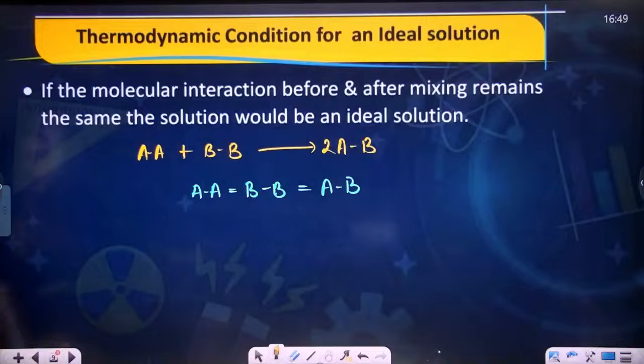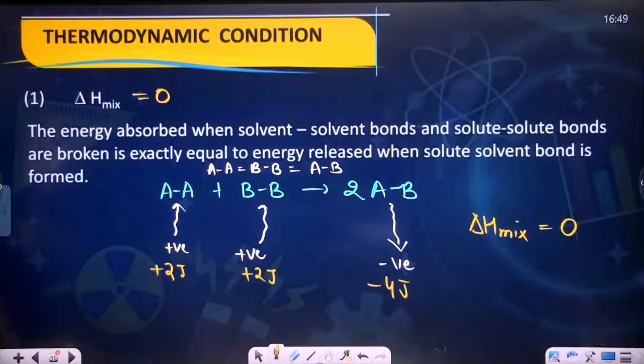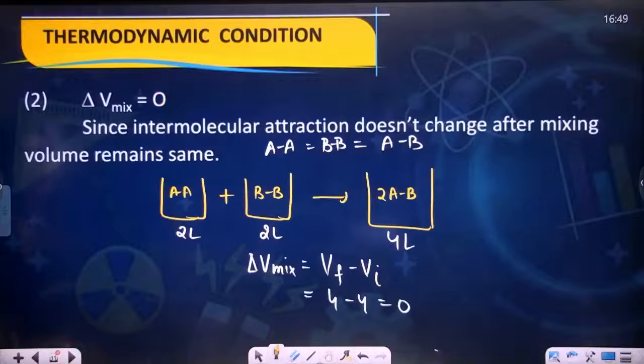You can write this part. Then you can write this part. Then you can write this part.